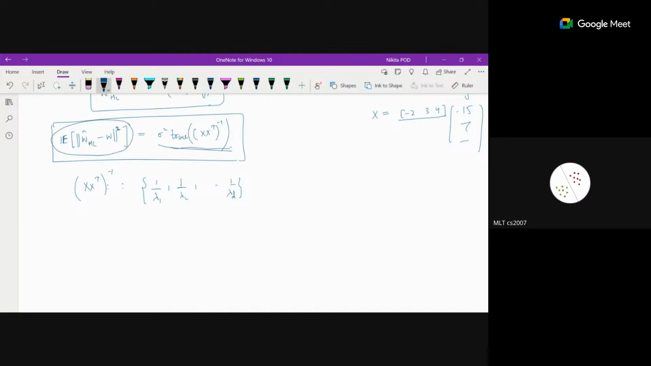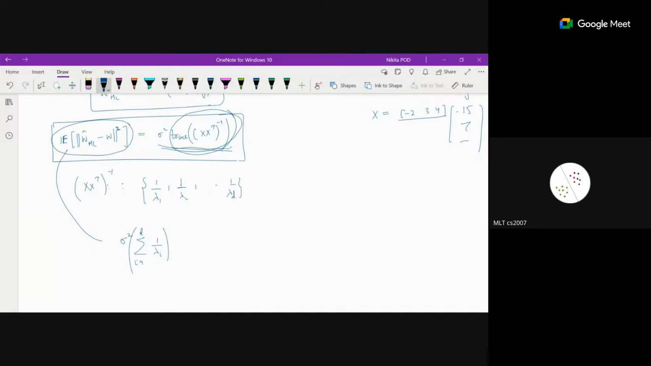Now this error turns out, after putting in this trace value, to be equal to sigma square times the trace of XX transpose inverse, and the trace is just the sum of the eigenvalues. So it is the sum over 1 upon lambda i, where i varies from 1 to d. So this is what we got, right?